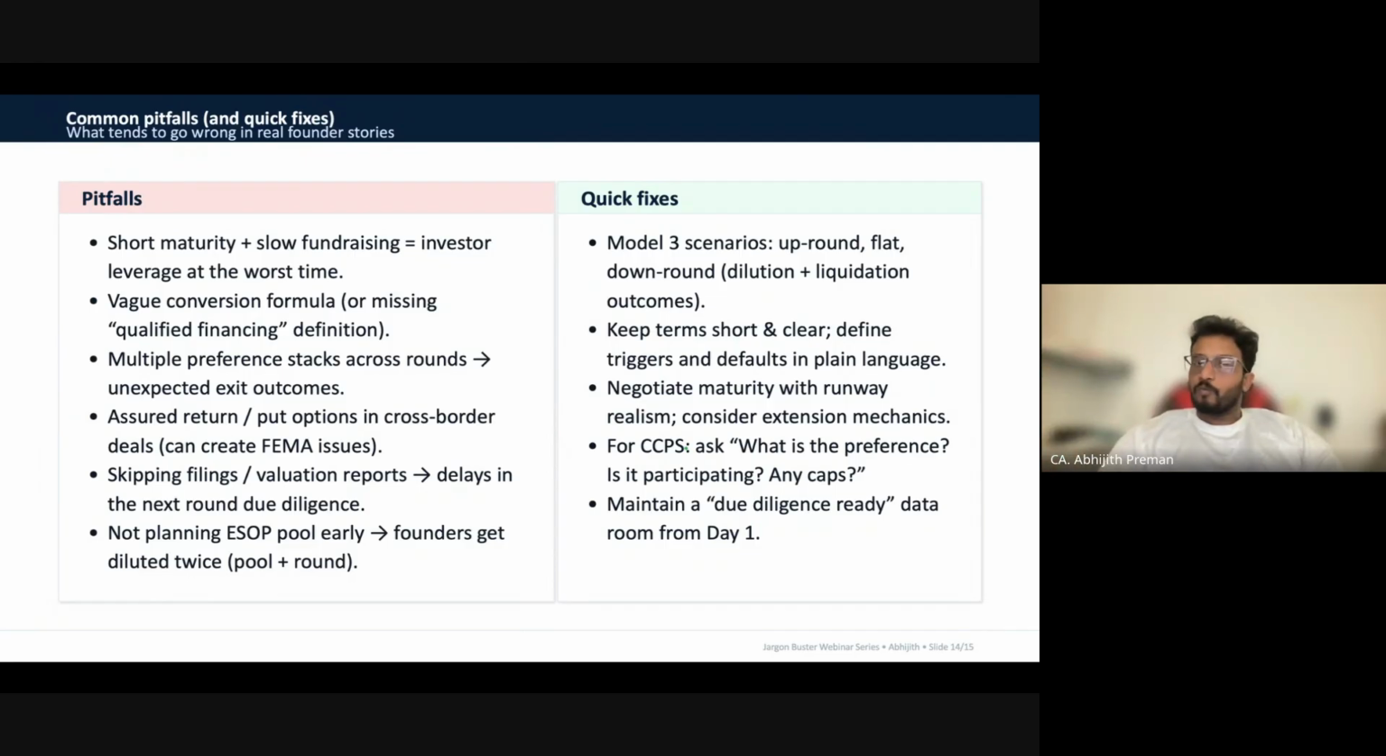For CCPS, ask what is the preference. Is it participating? Any caps? All these questions you'll have to ask.